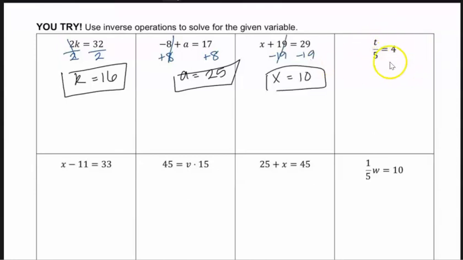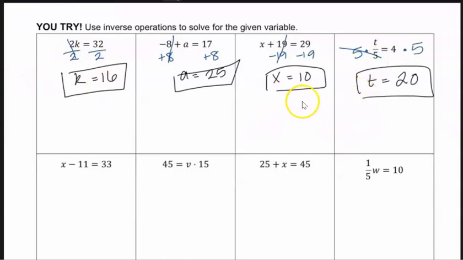In this case, be very careful. Remember, this is not only 10 over 5, but I can also read it as t divided by 5. And the opposite of dividing by 5 is multiplying by 5. But what I do to one side, I do to the other. 5 divided by 5 is 1, which cancels out, which leaves me with t equals 20.